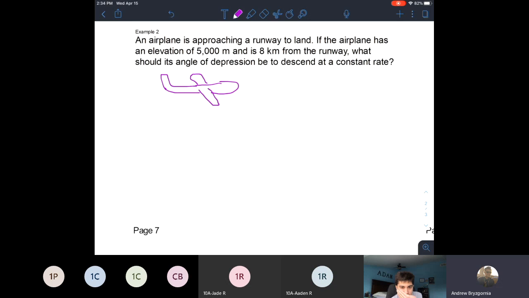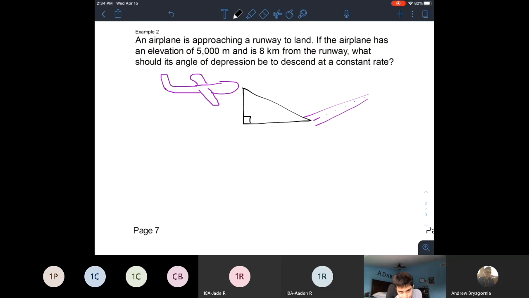So there's the airplane. And then what we're going to do is we're going to have a runway somewhere. So there's our runway. And between those, that's going to make our triangle. And I'm looking at this and I see that it's at an elevation of 5,000 meters, but then it also says it's 8 kilometers away.